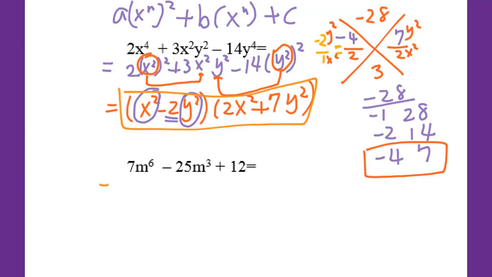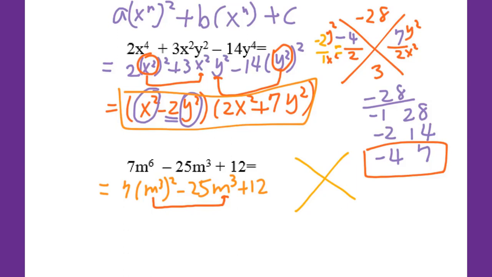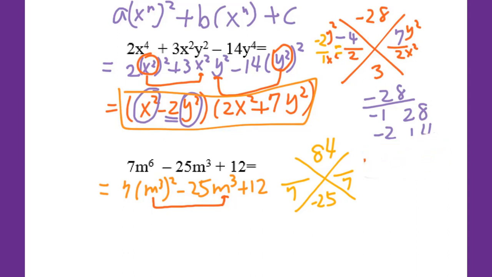Let's go to the second question. It's still the twisted quadratic function. I have 7 m to the third power squared minus 25 m to the third power plus 12. See, this is m to the third power, and here is m to the third power, which means I can do the ninja X. So I will do the ninja X like this. I have 7 times 12 is 84. This is negative 25, and over 7, over 7. So 84, I will do factoring for 84.